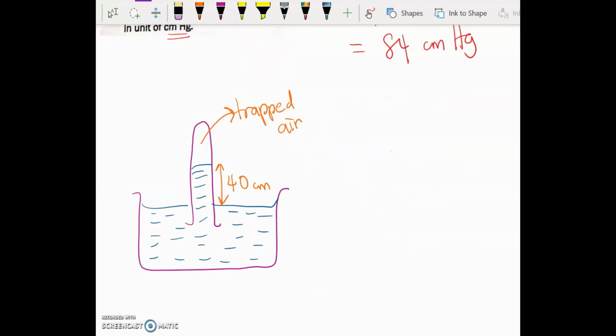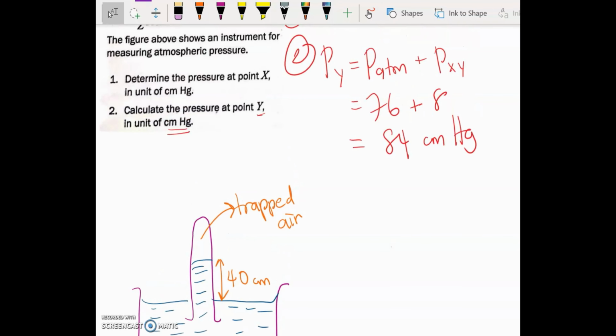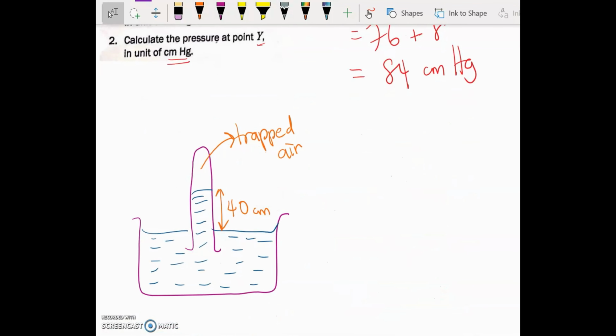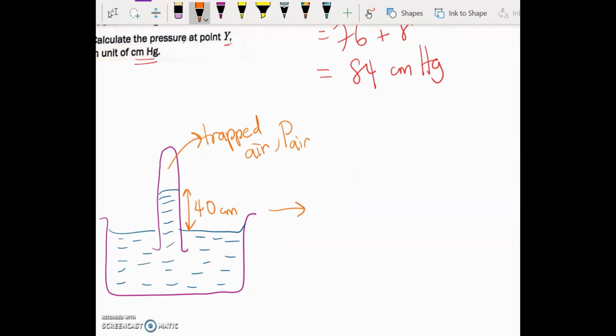Okay, last question. What happens if you have a mercury barometer with trapped air inside the column? In the previous diagram, you have vacuum. But what happens if you have air instead of vacuum? When you have air, it means that the air has pressure. It exerts air pressure on the mercury. So you can translate this diagram like this.